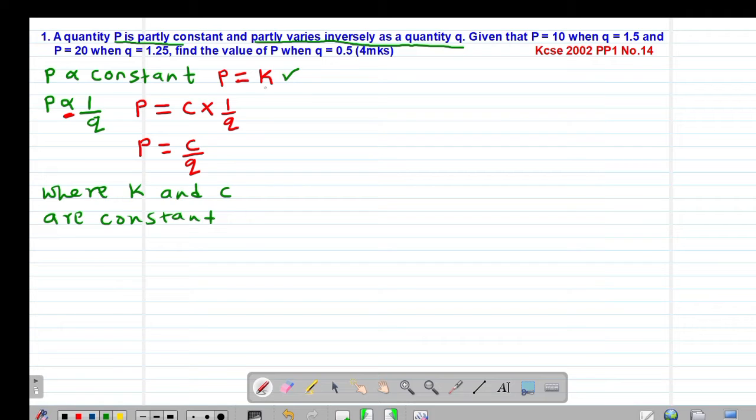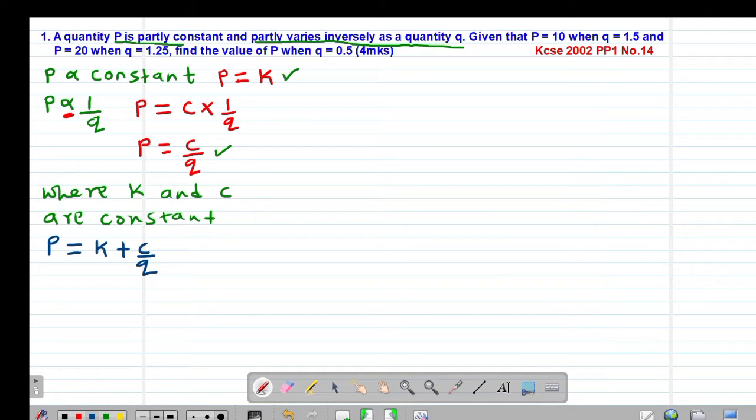Therefore, I'm going to combine this equation, P is equal to K, with the second equation, P is equal to C over Q. Of course, I'm going to add the two. So when we combine the two equations, P is equal to K, because we are told that P is partly constant, and the same P also partly varies inversely as Q. So inversely as Q will be represented by C divided by Q. So I'll have K plus C divided by Q.